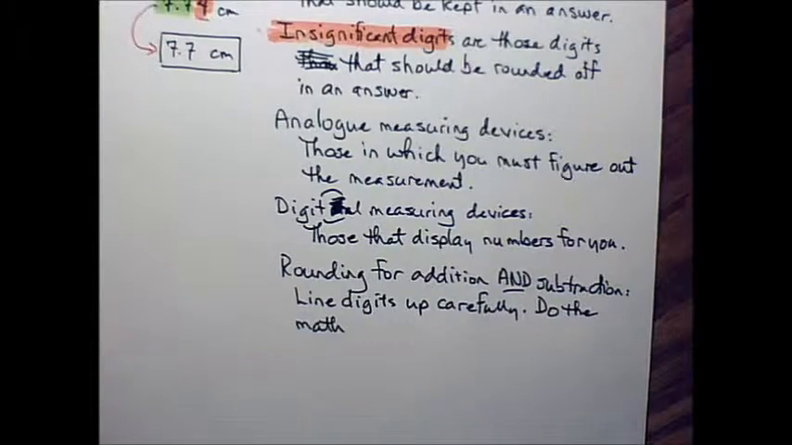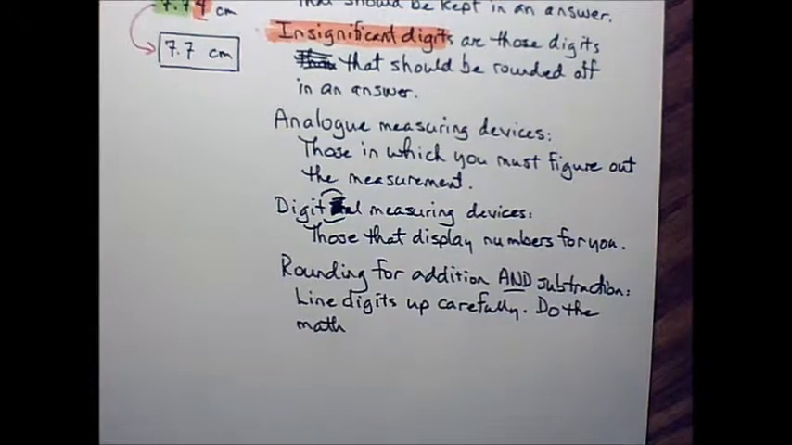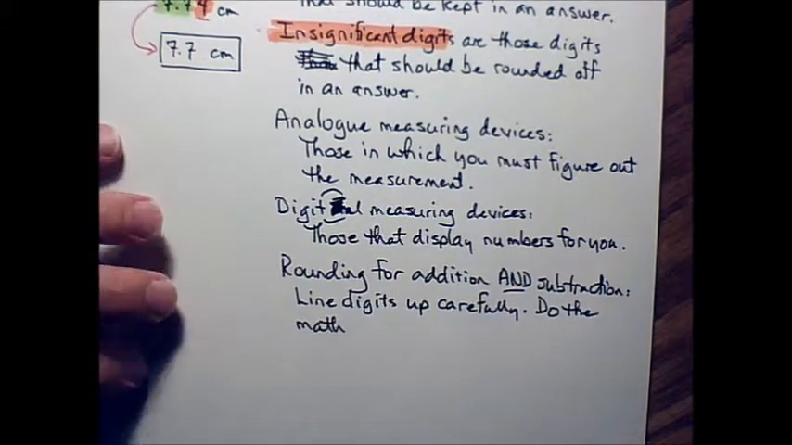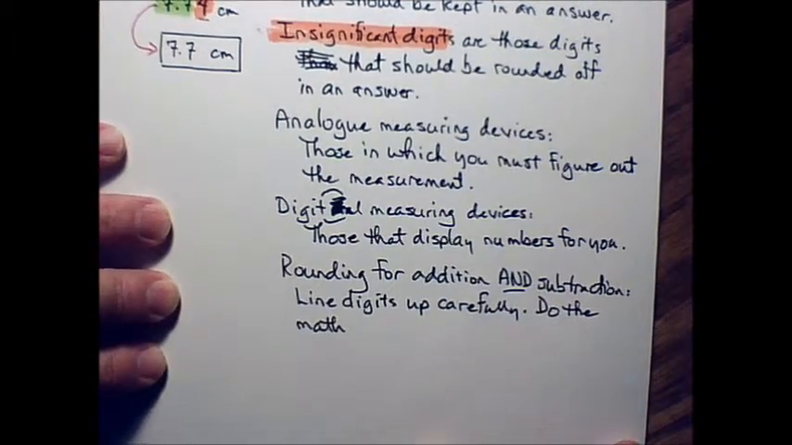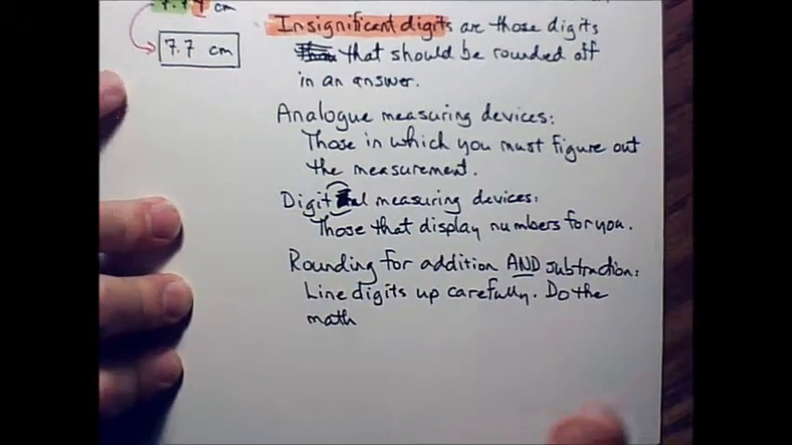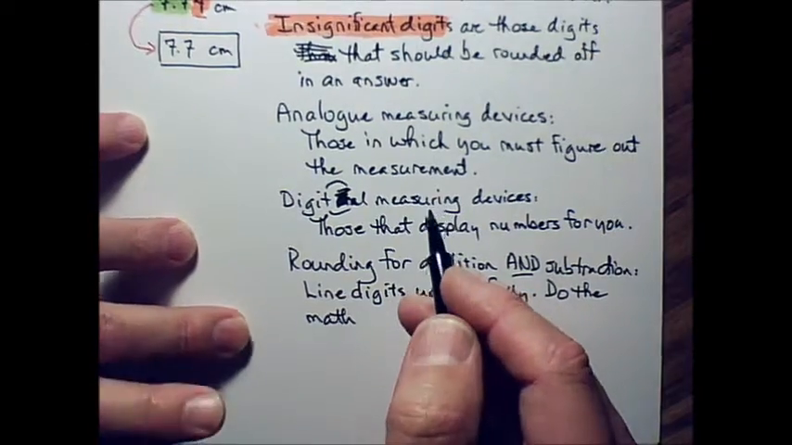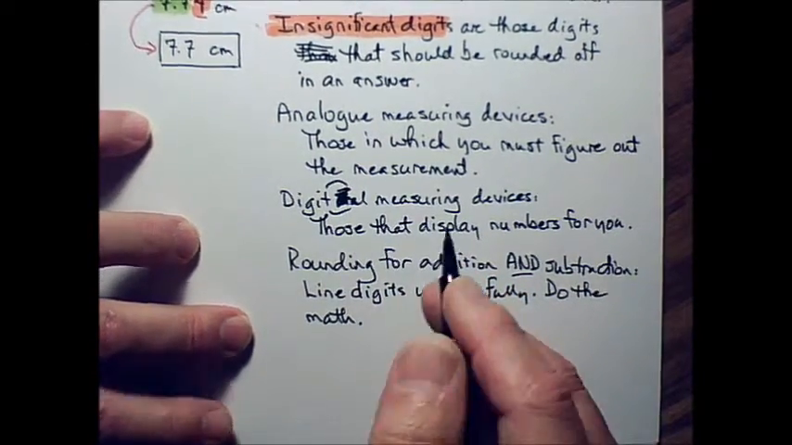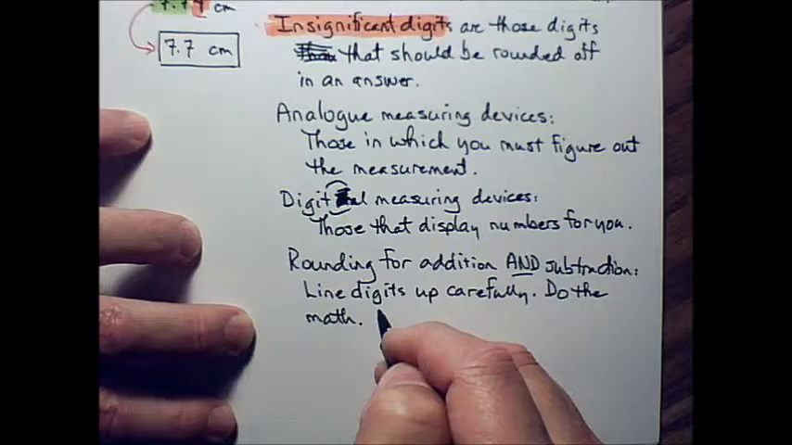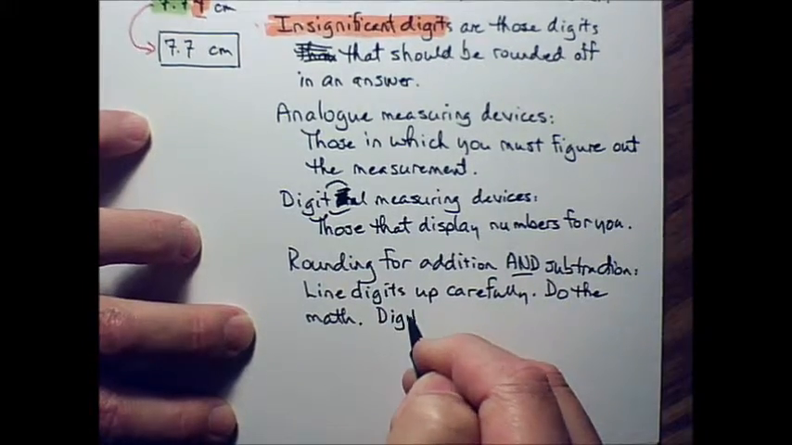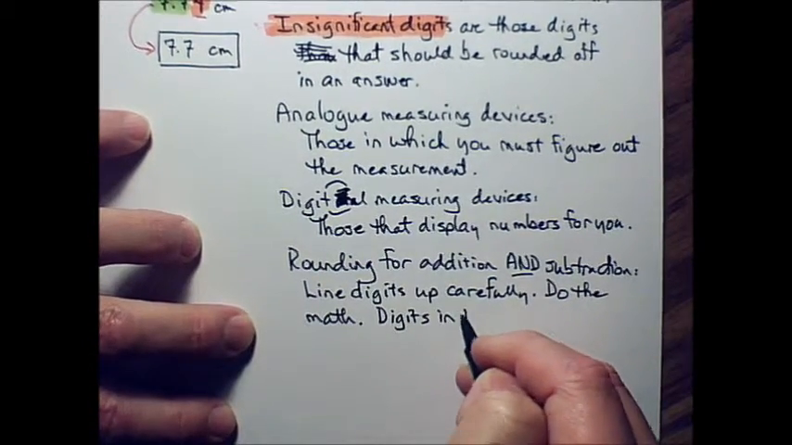So we're going to line the digits up vertically, very carefully, in nice, neat columns. This will count here. The way that most students make bad grades when it comes to adding and subtracting with significant digits is because they're not careful about lining everything up nice and neat the way your teacher told you to do it in 3rd grade. Do the math. And then digits in the answer.